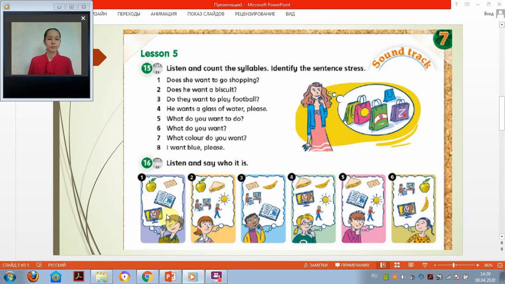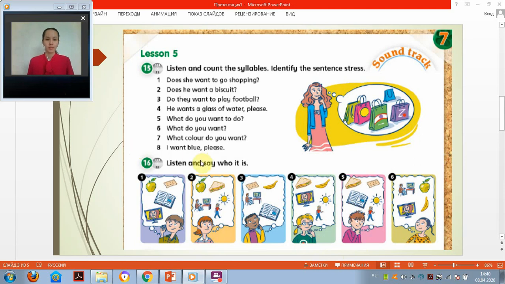Number 5. He wants a sandwich and a biscuit. He wants to read a book and go for a walk. Who is it? It's number 5. Yes, it's number 5. Number 6. She wants a sandwich and a banana. She wants to watch TV and go for a walk. It's number 4. Yes, the last one is number 4. The fourth child.